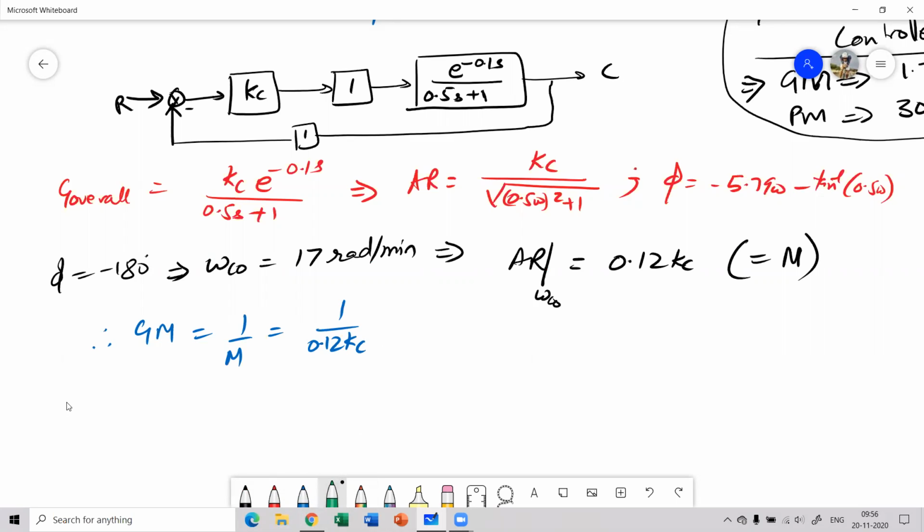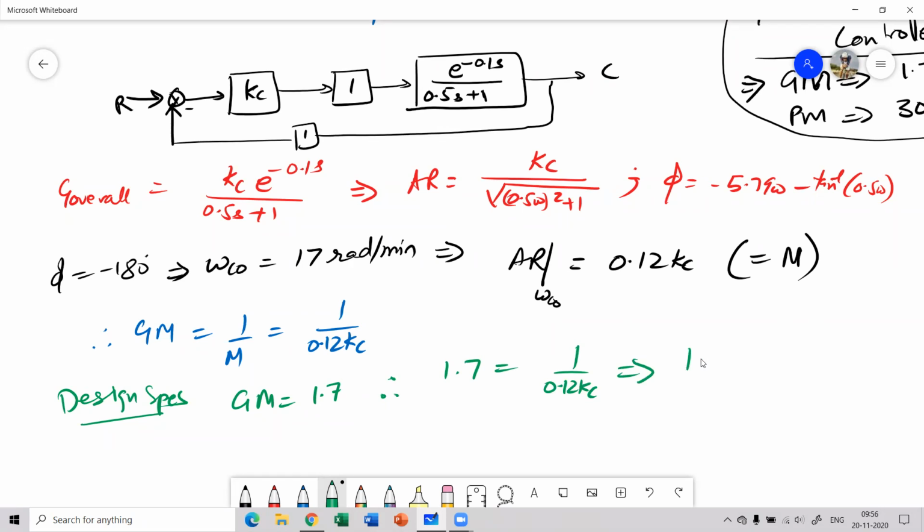Now from design specifications, let's take gain margin equal to 1.7. So if gain margin is 1.7, then 1.7 is equal to 1 upon 0.12 Kc. So what is the value of Kc from here? Kc comes out to be equivalent to, let's say, 4.9. Let's say the Kc value is equal to 4.9. Clear? So I can use the value of Kc as 4.9 over here. Any doubt so far?